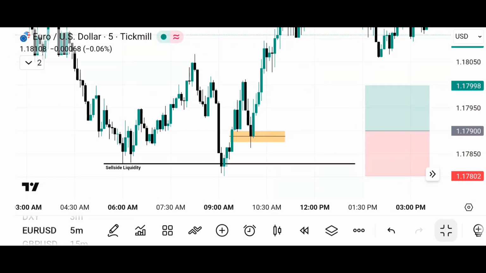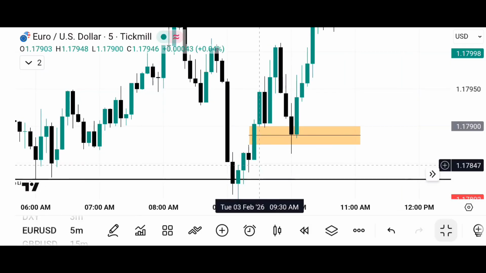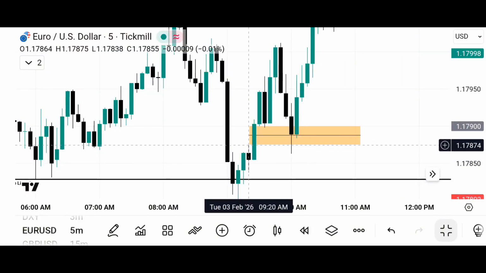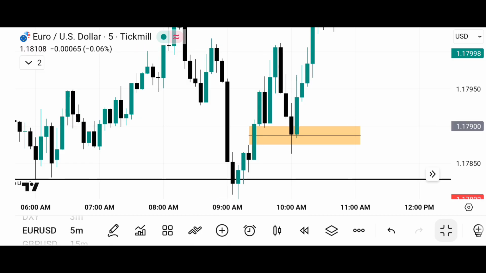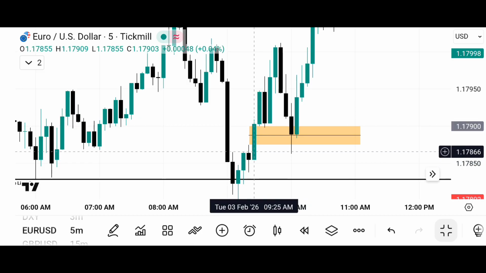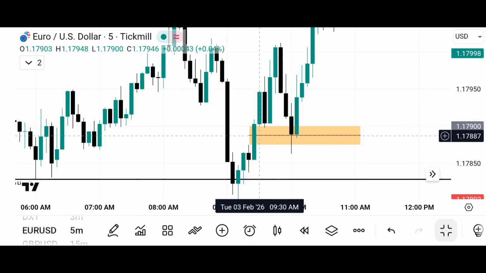Like I said, there are three candles that make up the fair value gap. It's drawn from the high of the candle at 9:20 to the low of the next candle. Then the candle at 9:25 is actually the one housing the gap.